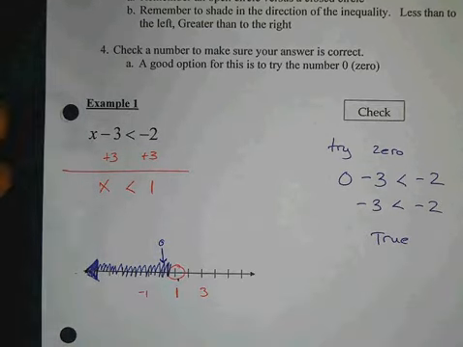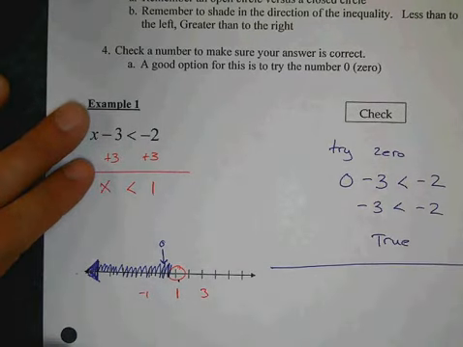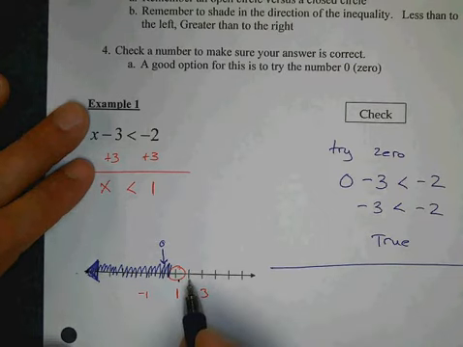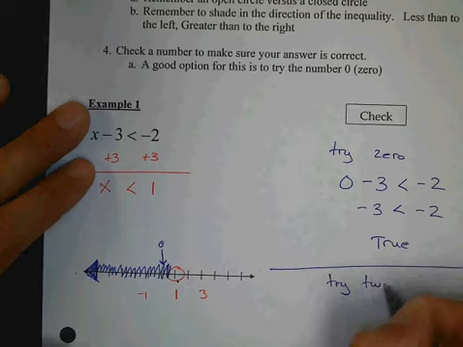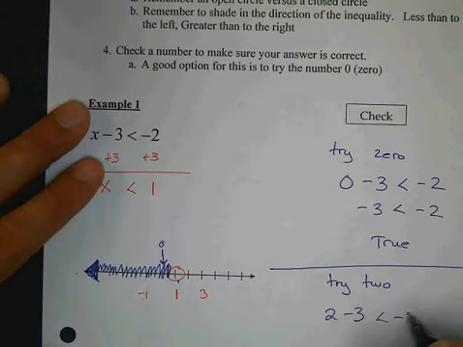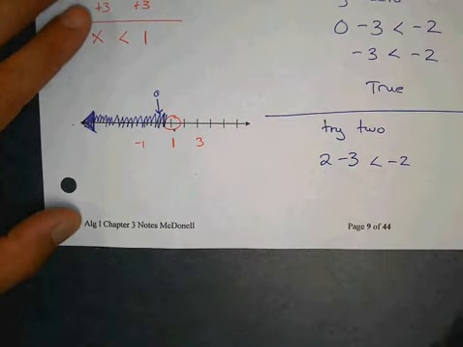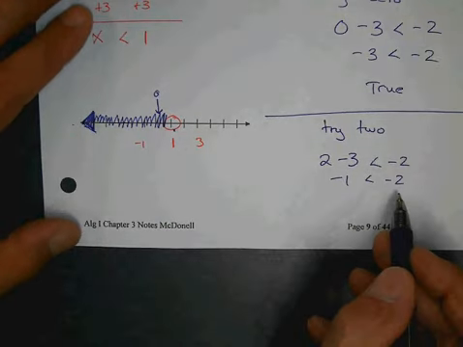Well, where does the number 0 fall? Is it in the shaded section? So, if it's in the shaded section, Luis, it should be true. Now, on the opposite side, pick a number up here, Luis. 2. Would we all agree 2 is not in the shaded section? Okay, so let's try 2. 2 minus 3 is less than negative 2. What's 2 minus 3? Negative 1.